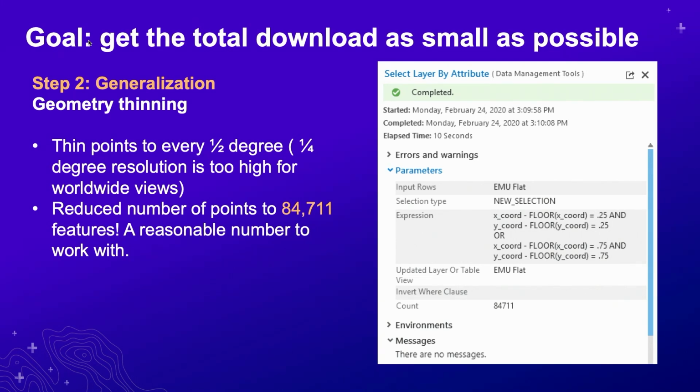Yeah, when you have overlapping points in a data set like this, you're bringing down data unnecessarily. Doesn't make sense. So by running this, we did basically a select by attribute to filter out every 1/4. But I guess if the geometry ended in 1/4 degree or 3/4 of the degree, we filtered it out using that SQL expression you see there. And that reduced our number of points all the way down to 84,000. And that's something we know we can work with in a desktop.